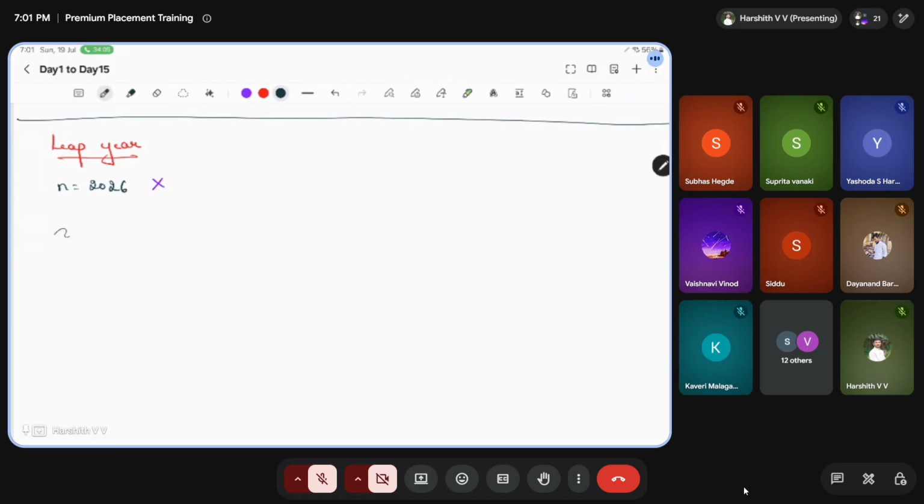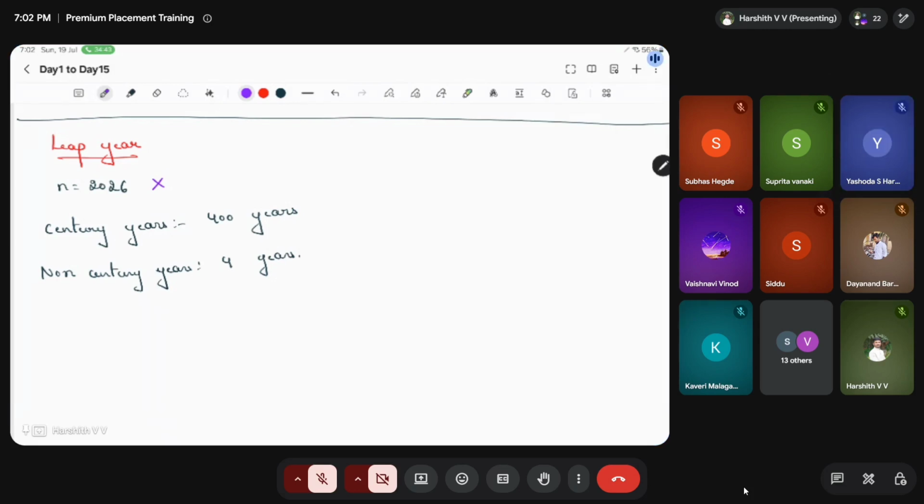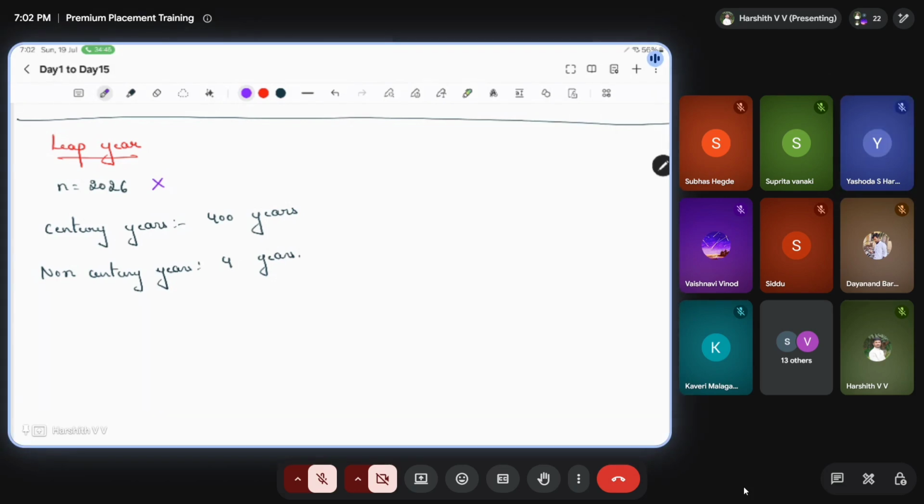See, according to the leap year rule, among century years, a leap year will come once in 400 years only. Among non-century years, a leap year comes once in 4 years. What is the meaning of this? Can anyone tell me what century years are? 100, 200, 300, 400. The years which are divisible by 100 are century years.